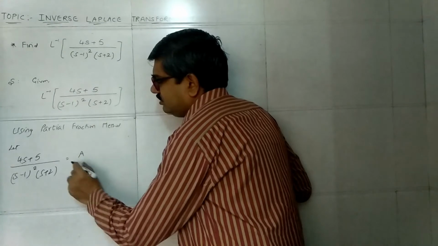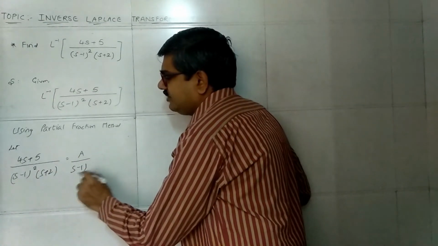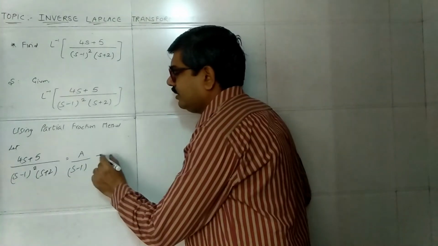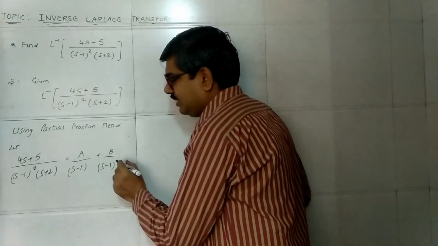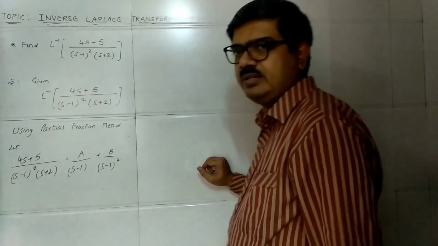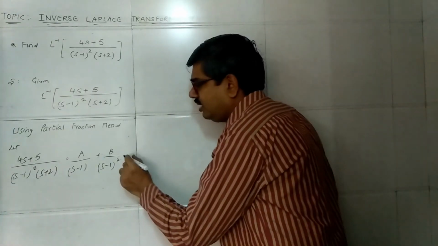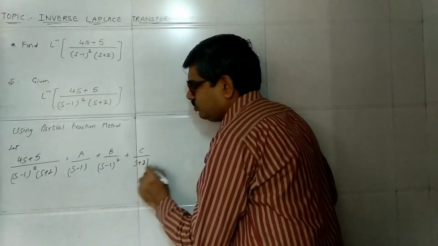First of all, write A, first alphabet, and take this fraction as s minus 1 only. Plus B, again s minus 1, same factor but with increased power, whole bracket square. Since here only square term is there, so stop here. Then plus C upon the second factor, that is s plus 2.